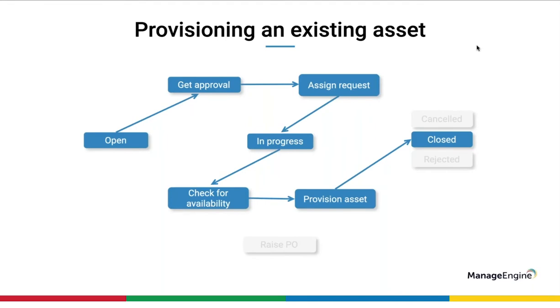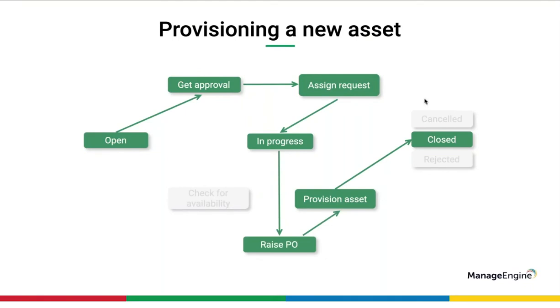But what if you don't have the asset in store? That is where, from the in progress state, the technician may have to take a deviation. He checks the availability of the asset in store. Once he finds that it's not available in store, he may have to raise the purchase order. Right. So once he raises the purchase order, he processes it. He receives the item from the vendor, provisions the asset, and finally successfully closes the request.